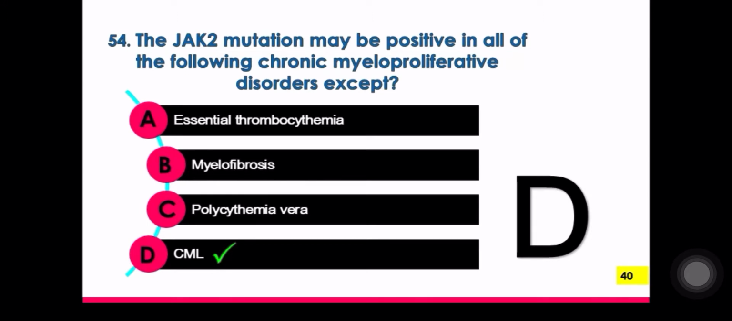Kung may gene mutation man po na associated sa kanya, that's the BCR-ABL gene mutation. Again, the JAK2 mutation naman po may be positive in patients with myelofibrosis, around 35 to 37% po. Sa polycythemia vera naman po, 65 to 97%. And for essential thrombocythemia, around 23% to 57%.